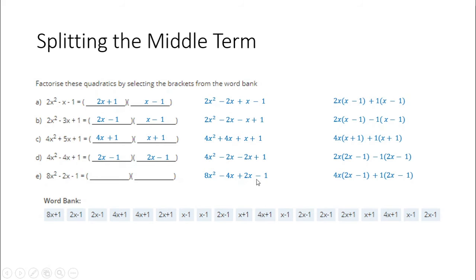And these last two terms are 2x minus 1, so I can just factor out positive 1 for there, and then I have a matching bracket. So I know one of my brackets is 2x minus 1, and my other bracket will be 4x plus 1.